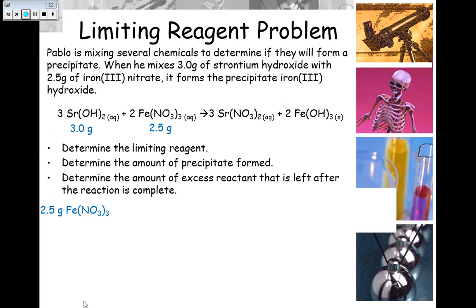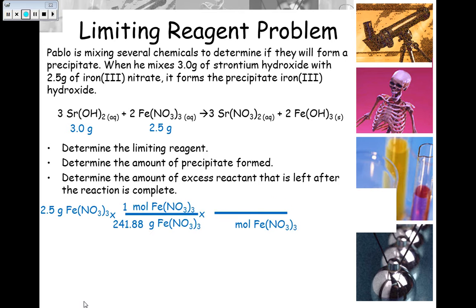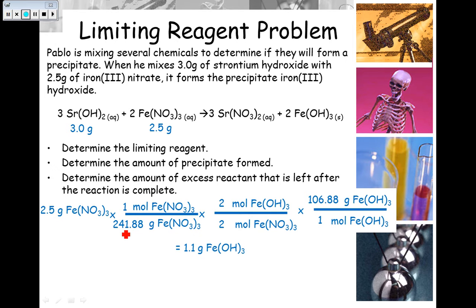We're going to use now iron nitrate. Do the same thing, convert this to moles, use a mole ratio to predict how much iron hydroxide you're going to form, and you're going to end up getting something like this. Remember, again, the grams for every 1 mole, these are the numbers that you get from the periodic table by adding up all the elements' masses. Final answer is 1.1 grams of iron hydroxide. I'm going to give you a minute to write this down.